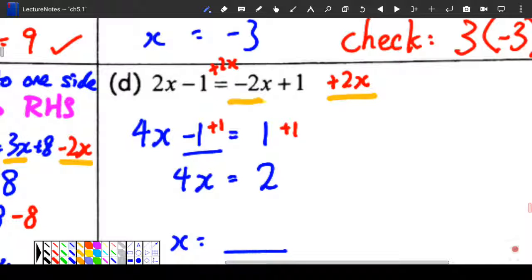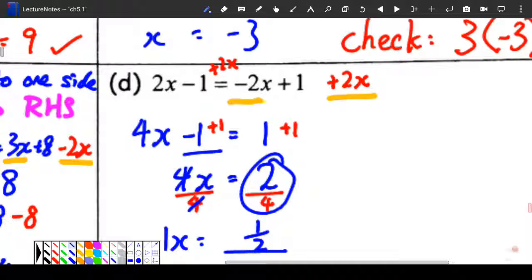Last step. I want to find x. Do I want to tackle the 4 or do I want to tackle the 2? Do I want to do something to the 4 or do I want to do something to the 2? I want to get x. 4. So what do I do to the 4? Divide. So I divide by 4. 4 divided by 4 will give you 1. 2 divided by 4, press calculator, and you'll get half, or 0.5. Up to you.